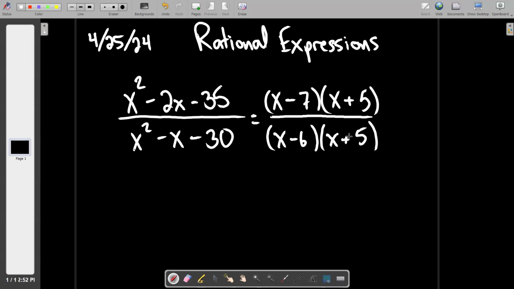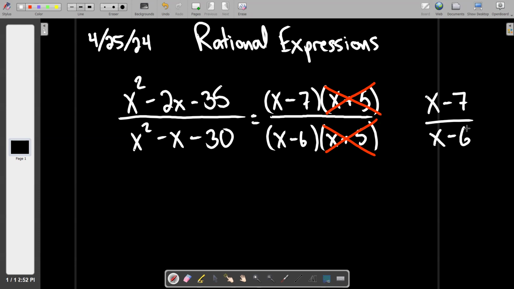Now, what we're going to do is say, okay, now that it's something times something over something times something, I can eliminate that entire factor with that entire factor. And the reason I can get away with it again is because they're multiplicative pieces called factors. Factors can be canceled, plus and minus things cannot. So our final answer to this problem is x minus 7 over x minus 6.